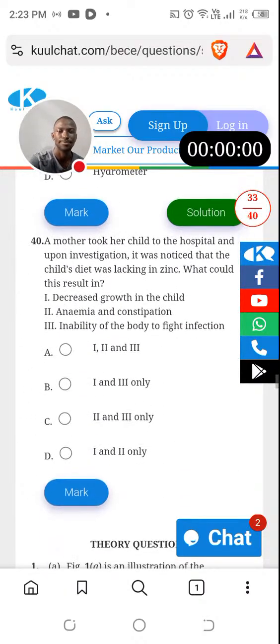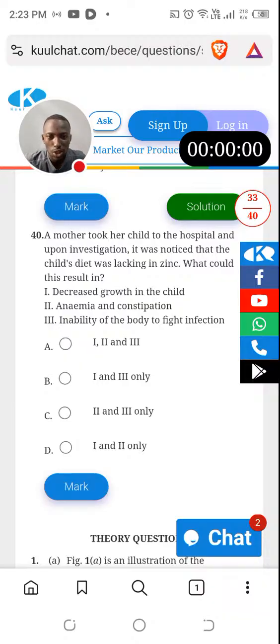It's off the charts. A mother took her child to the hospital, and upon investigation, it was noticed that the child's diet was lacking in zinc. What could this result in? Decreased growth in a child, anemia, and constipation, inability of the body to fight infections. Decreased growth. I'll go for this one. No way. Decreased growth in a child.